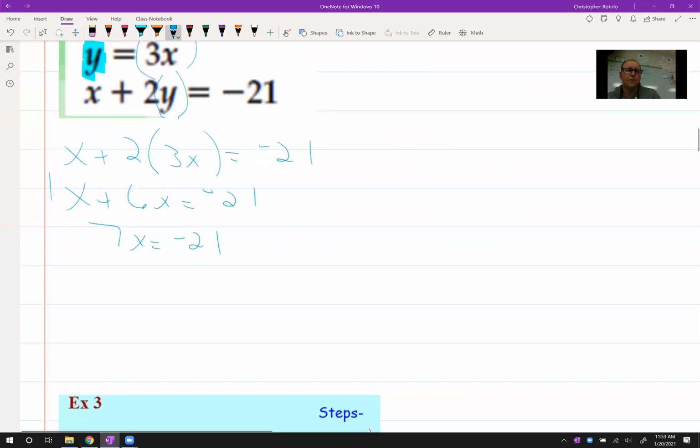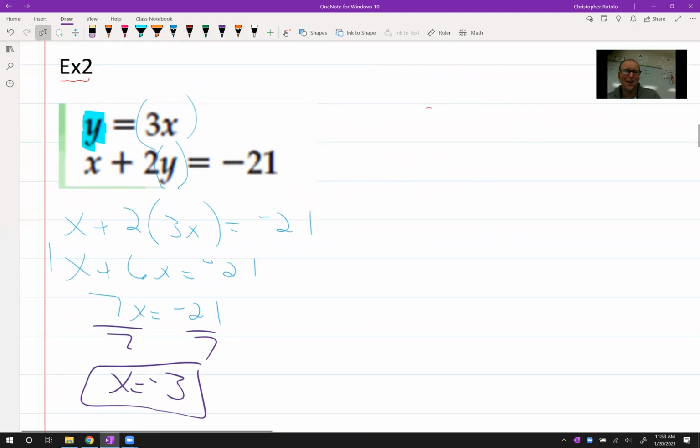I really like to use this blue, but then I don't like the way it looks. It looks really pale. So divide by 7. x equals negative 3. We're like, yes, but I'm not done. Right? So remember, we do have to go and get the other value. So what are we going to do?